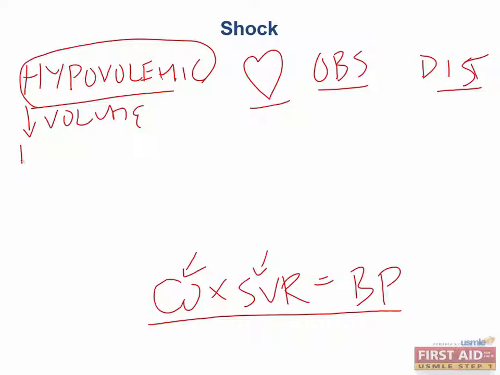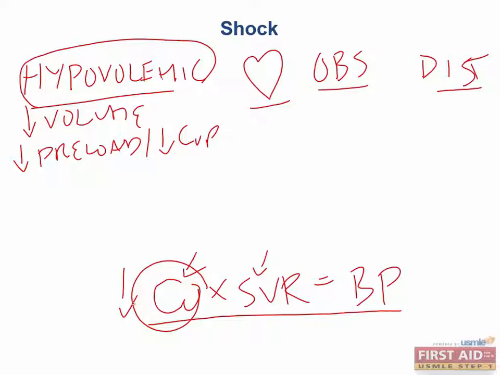There's going to be a big drop in preload and also central venous pressure. Why? Because there's just not enough blood in the veins. This obviously causes a drop in cardiac output because you can only pump out of the heart what you put into the heart. How is the body going to respond to this drop in pressure?